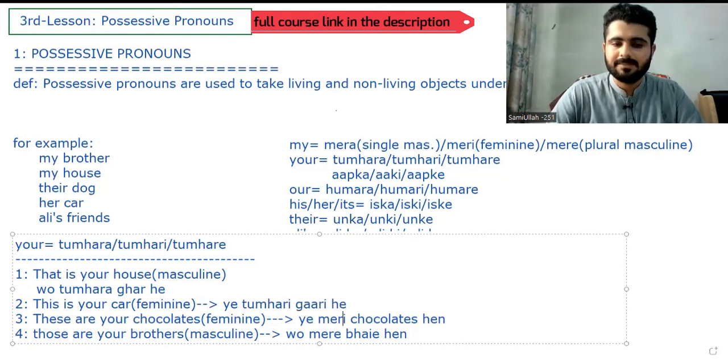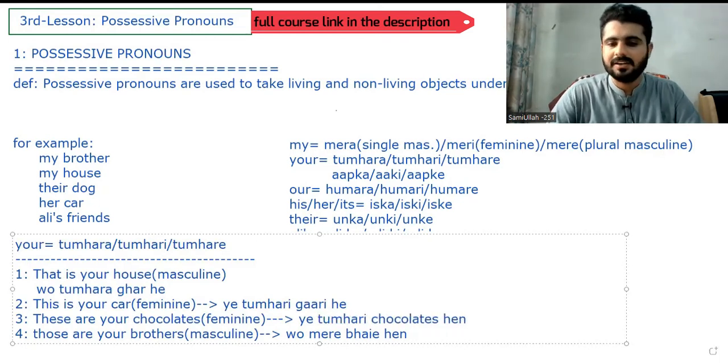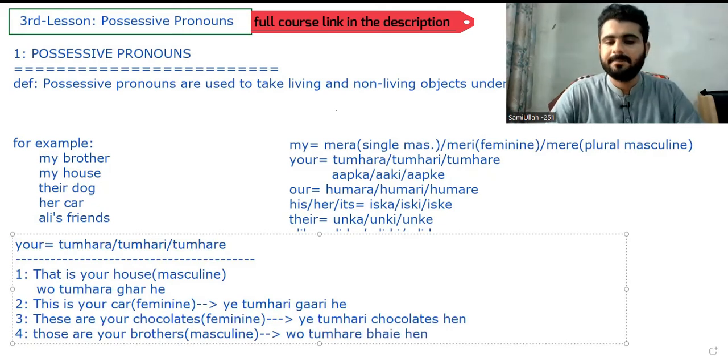These are your chocolates. Multiple feminine. ये मेरी नहीं. ये तुम्हारी chocolates हैं. Fourth, those are your brothers. Multiple masculine. वो मेरे नहीं. मेरे means mine. वो तुम्हारे भाई हैं.